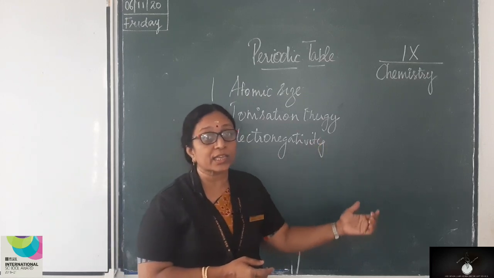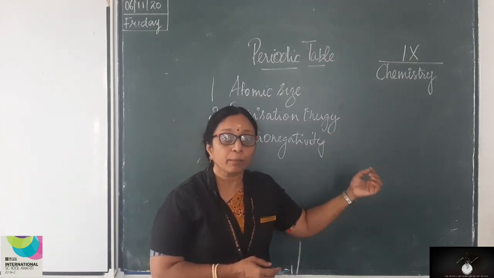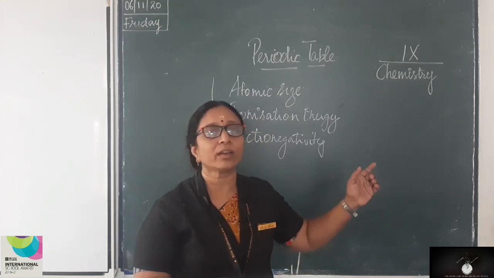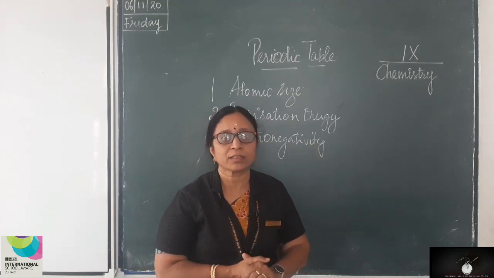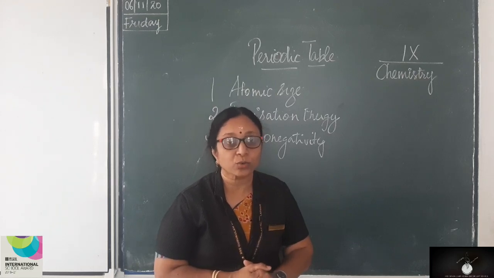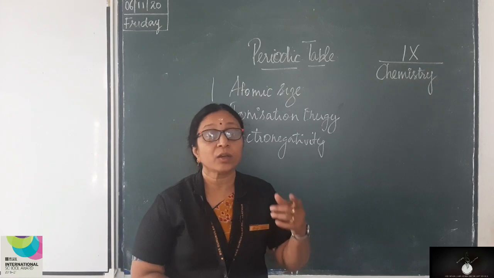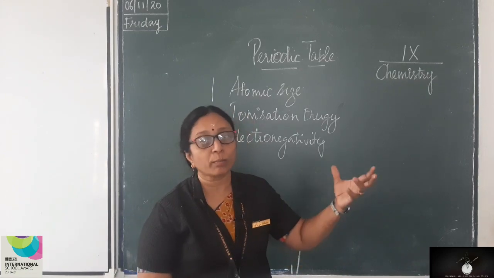So all the halogens, fluorine, chlorine, bromine, iodine, are highly electronegative. Of that, fluorine is the most electronegative element. Okay, I hope you have understood. Now, along with this trend, we will discuss one more trend, which is called metallic and non-metallic character.